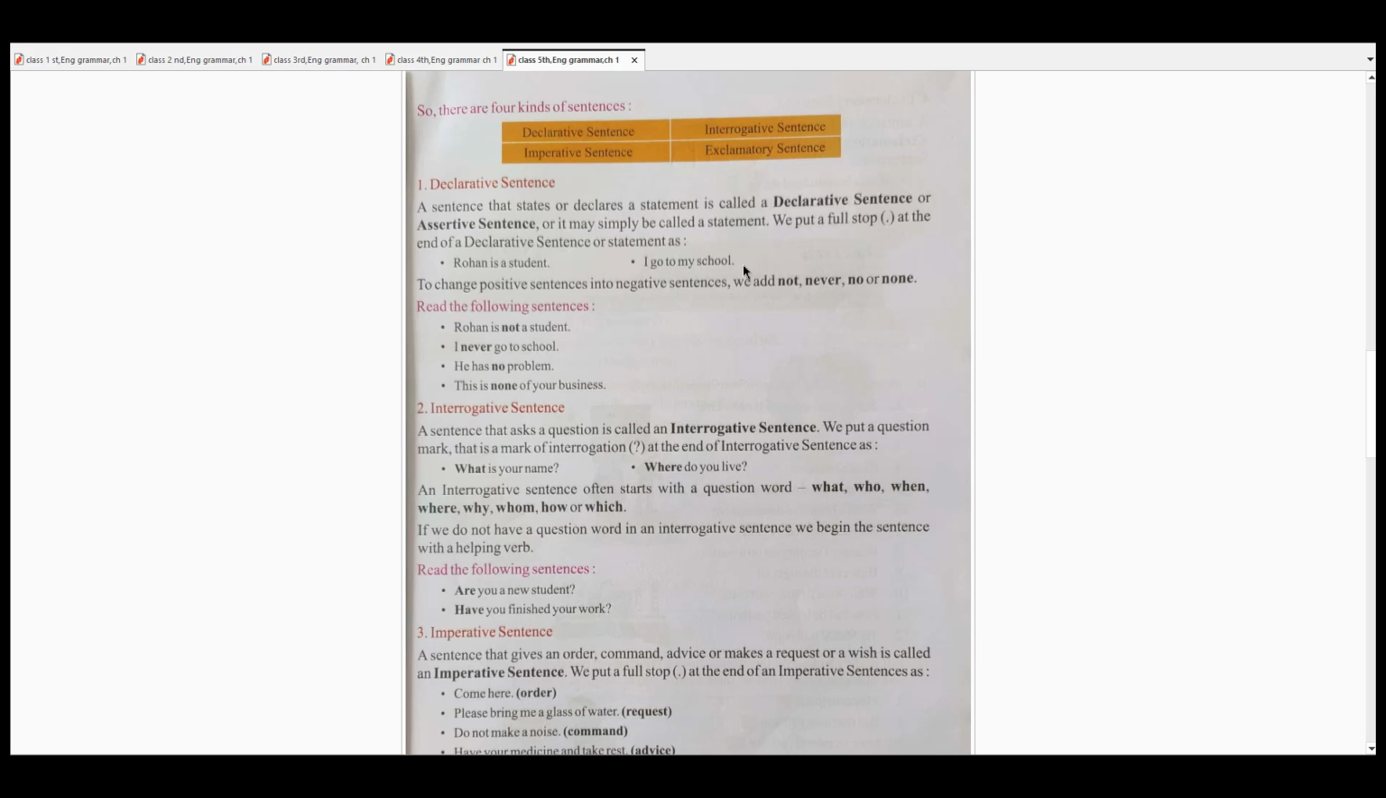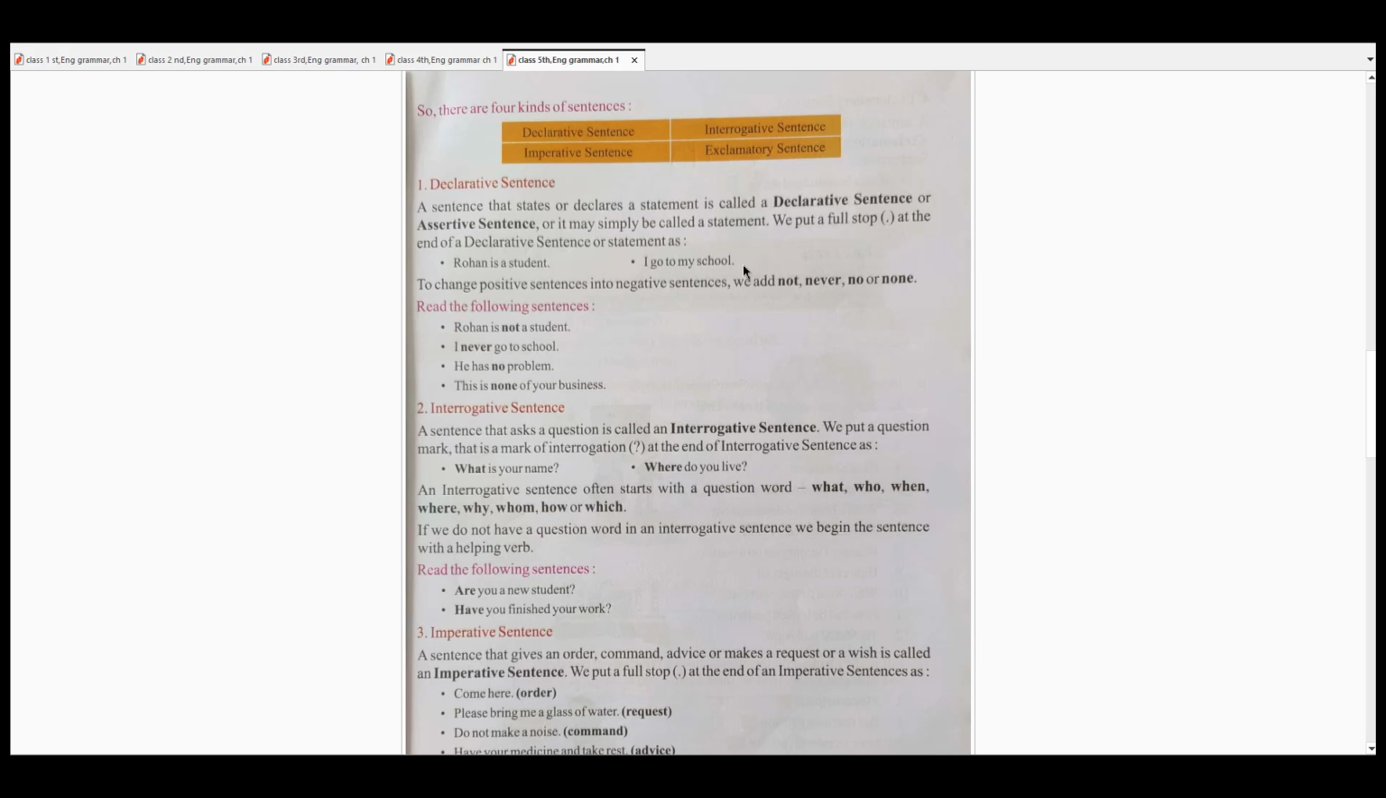Yes, this is my school. What does this sentence do? This sentence declares that this is my school. It declares that this is your school. Therefore, this type of sentence will be called a declarative sentence. Or this is also called an assertive sentence. So assertive and declarative are both the same thing. We put a full stop at the end of a declarative sentence or statement. So we always put a full stop sign after declarative or assertive sentences.